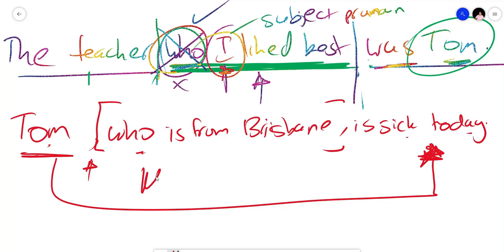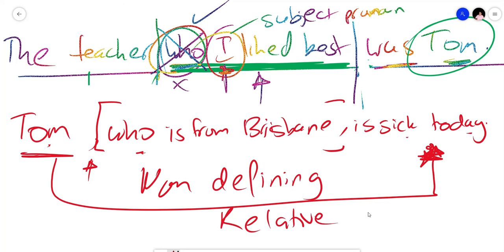And so this is a non-defining relative clause. Right, so I've just given you examples there of a defining relative clause and a non-defining relative clause. And I've also shown you when you can actually omit the relative pronoun, only in defining relative clauses.